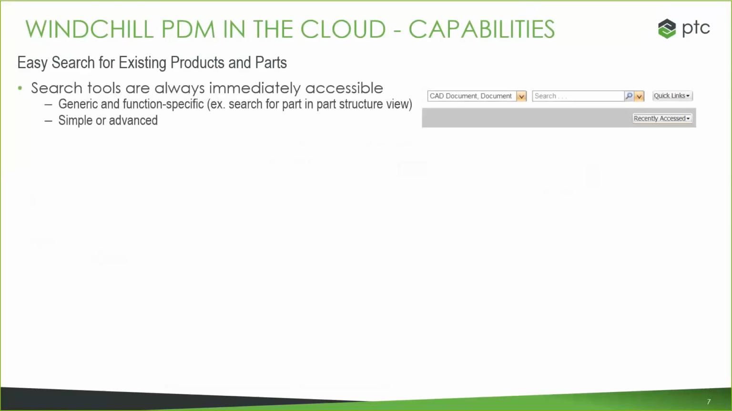So on to searching, what that looks like within Windchill PDM. The idea here is that the search tools are always immediately accessible. You have some quick filters that you can perform, or you can have some more function specific. You can have a simple search, or you can make it more advanced to search on specific types of potentially attributes or some kind of low-hanging fruit, I like to call it, so that you can find the information that's relevant to what you need in a much more efficient manner.